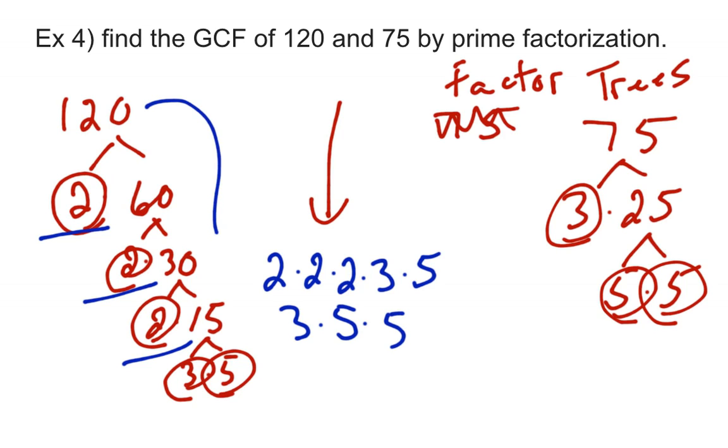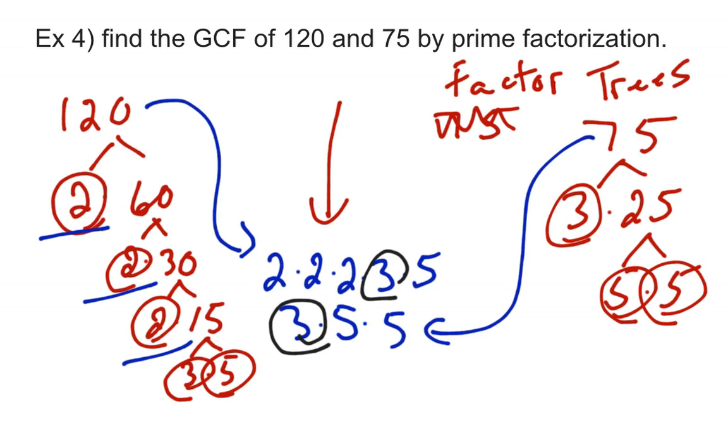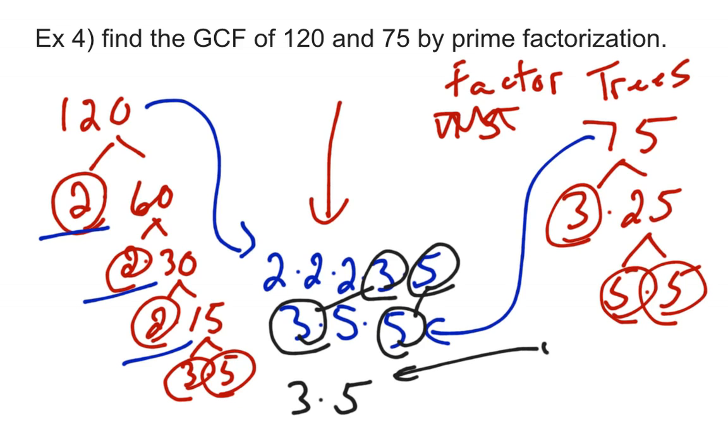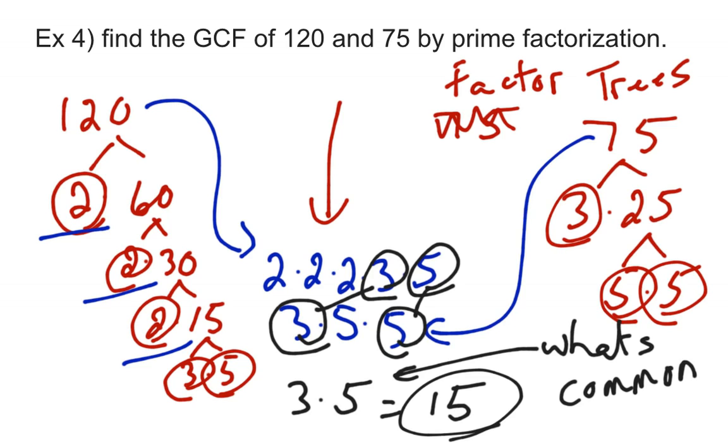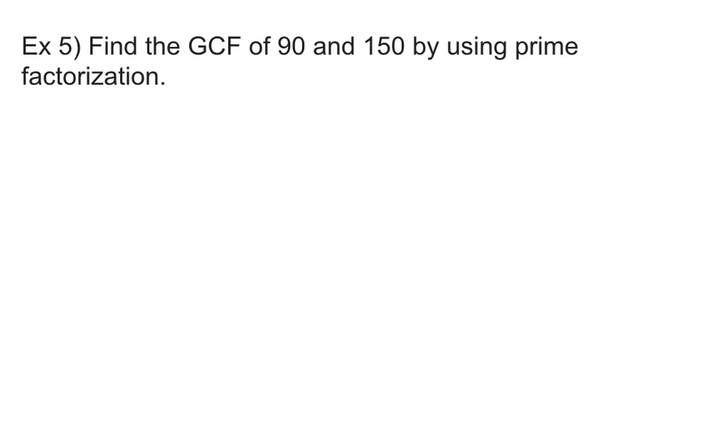I take the 120 and put it in one place, and I take the 75 and put it in the other. The reason I do that is because it's easier to compare, because now I want to say what's common in both of these. What I see is they have a 3 in common. They also have one 5 in common. Now I know there's a second 5 here, but because there isn't a second 5 in the top, I don't care about that. What we're going to write down is what's common: a 3 and a 5. So the GCF is 3 times 5, which is 15.